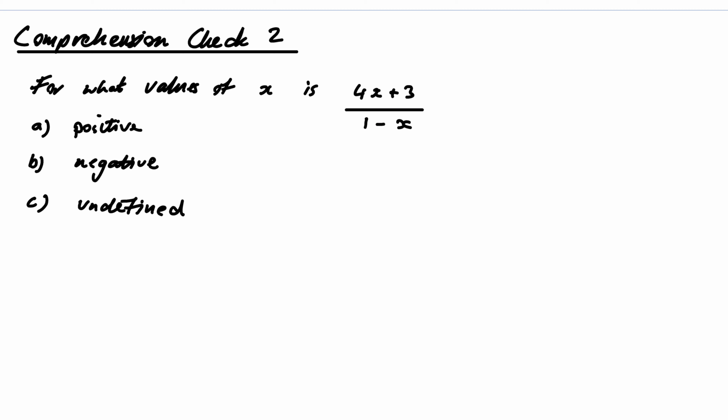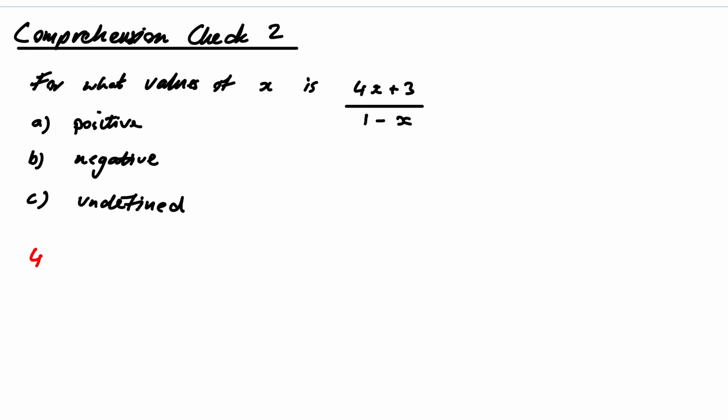Well, the sign of this ratio is going to be determined by the sign on top and the sign on bottom, of course. So if it was plus over plus, it would be plus. If it was minus over minus, it would be plus. But if it was minus over plus or plus over minus, it would be minus. So we need to work out when 4x plus 3 and 1 minus x are positive and negative. So let's draw a few number lines.